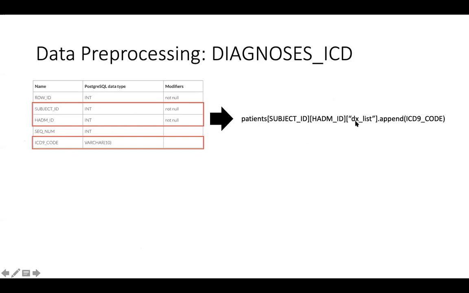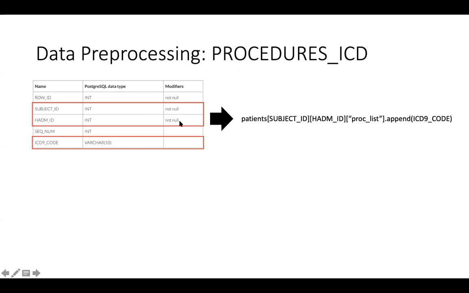So the patient's table, you're going to use subject ID from here, HADM ID from here, and then you're going to go through the DX list key. And since DX list key is a Python list, you're going to append this varchar information into that list. So that's basically how you populate the DX list. So you go through every single row in the diagnosis ICD table and just populate using this form. Same with procedure, because procedures ICD and diagnosis ICD have the same schema. They're identical.